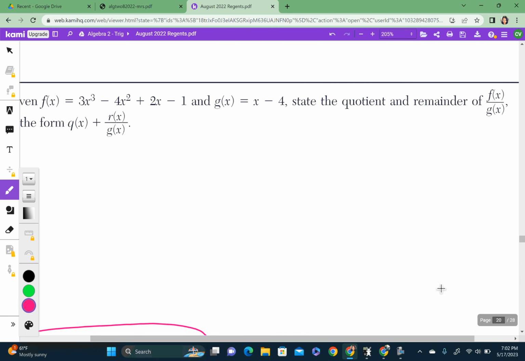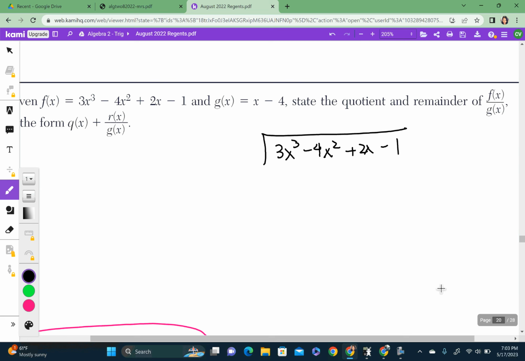Next question, it's gonna make us do some division. As soon as I see the word quotient there, I know I'm gonna have to divide. Quotient is the answer to a division problem. So let me divide two things. I'm taking f of x and I'm dividing it by g of x. So 3x to the third minus 4x squared plus 2x minus 1.